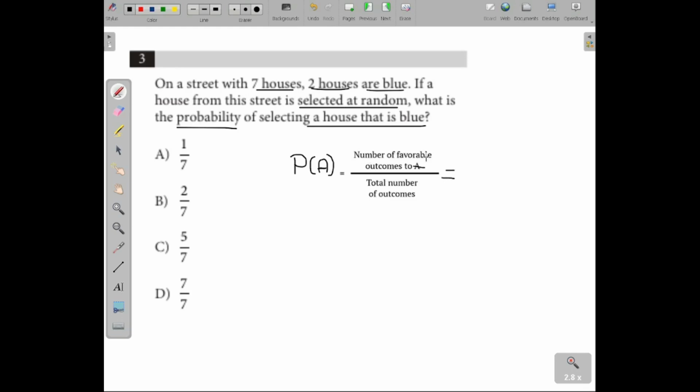What is the number of favorable outcomes? So how many houses are blue? 2. 2 houses are blue, and we want to get the probability of selecting a house that is blue. So that's 2 divided by the total number of outcomes. So the total number of houses is 7. So the probability of selecting a house that is blue is 2 divided by 7. The right answer is B.